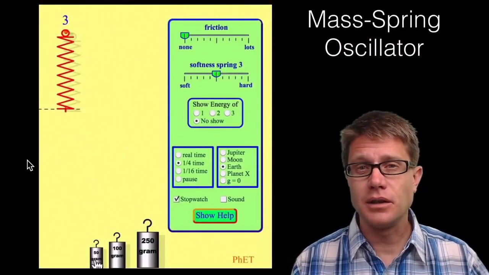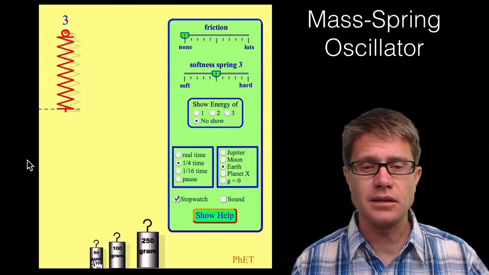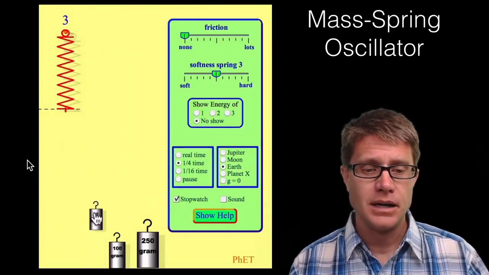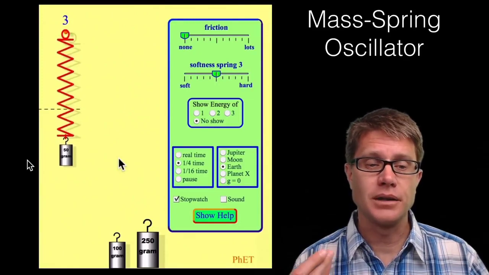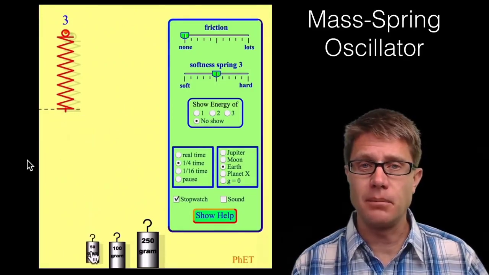And so let's do some little experimentation with a mass spring oscillator. We're using a PHET simulation, and let's look at how the mass and the stiffness of the spring affect the period. And so I'm going to take a weight, put it on here, and then we'll measure the period just qualitatively. So that's going to be the period. So that's a 50-gram mass.